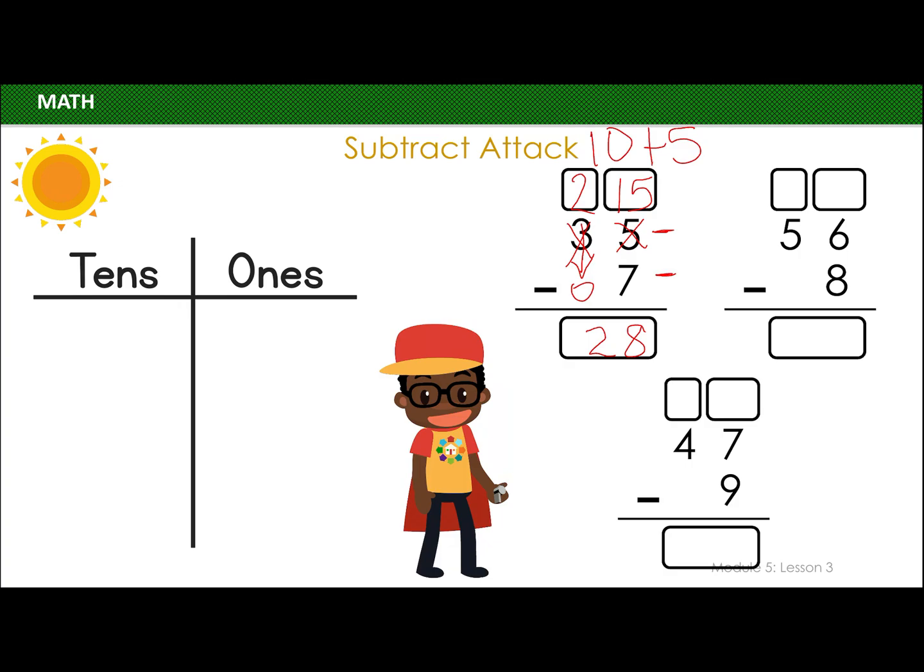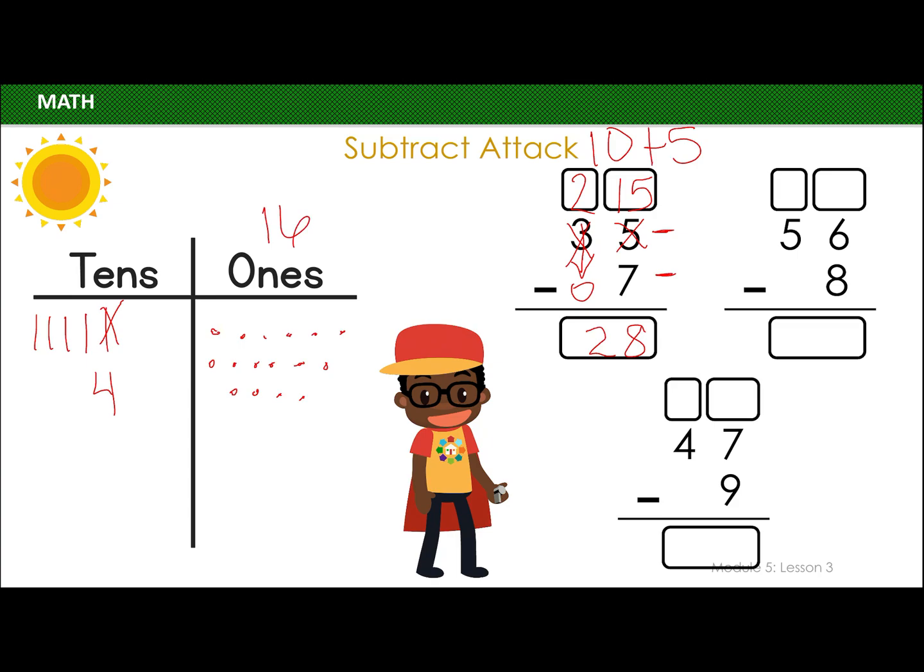So 56 minus 8. Let's start with 56. So I have 5 tens and 6 ones. I'm regrouping, so I take one of my tens away. I'm left with 4, and I regroup that ten into my ones.